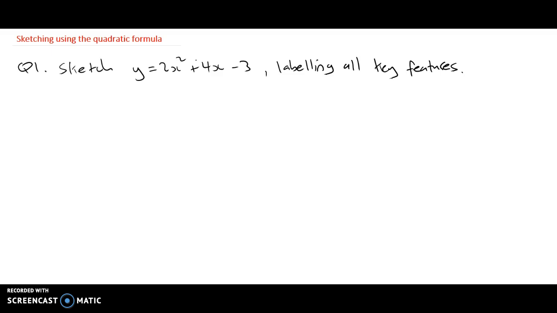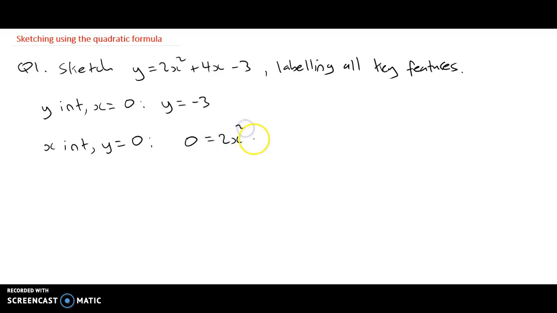So firstly, let's find our y-intercept by letting x equal 0. So we'll get y equals 0 plus 0 minus 3, so y equals minus 3. Find our x-intercepts. Let y equal 0, and so we'll solve 0 equals 2x squared plus 4x minus 3.